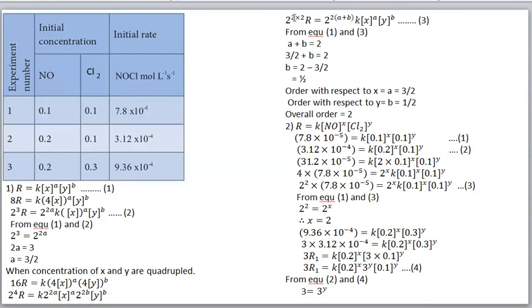This 2 also common, power 1, 2 is common, that also we can delete. The remaining is, we will get 2 to the power 2 is equal to 2 to the power A plus B. Okay, or in other words, we can say A plus B is equal to 2. Already we know that A is equal to 3 by 2. We can write here A is equal to 3 by 2, and B is unknown.